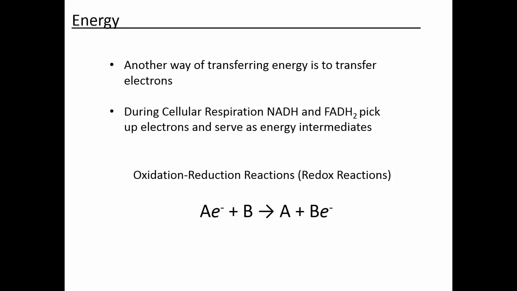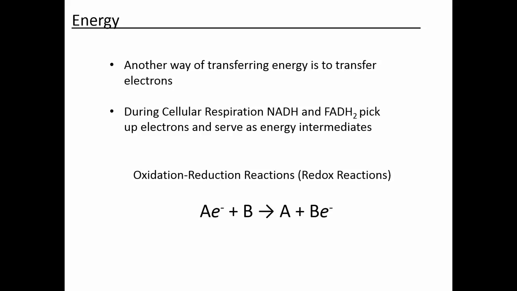Okay, so when you look at this reaction down here, where A is losing an electron and B is gaining an electron, which one is being oxidized in this reaction? Right, A. A is the one that's losing an electron, and remember oxidation is loss. And B is the one being reduced, the reactant that's gaining an electron.